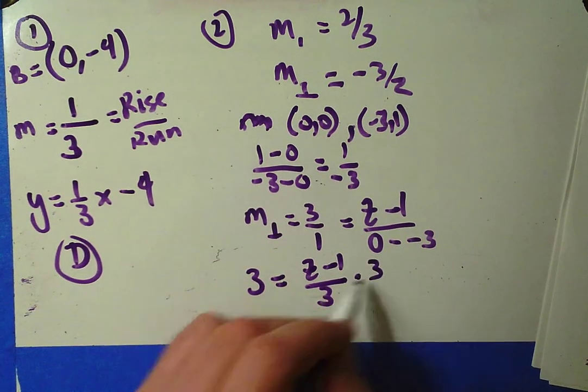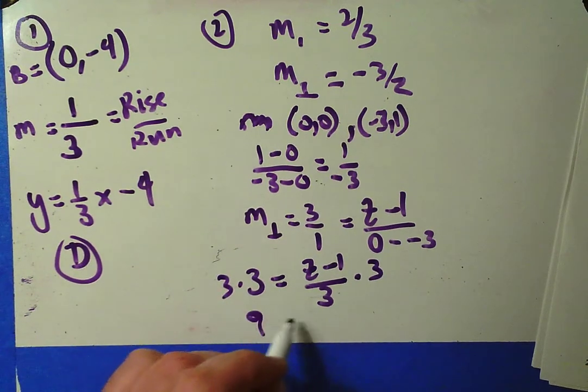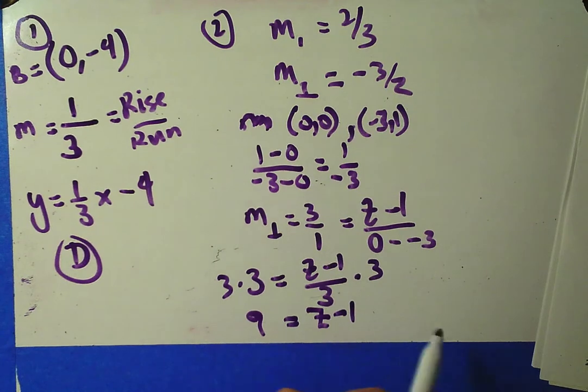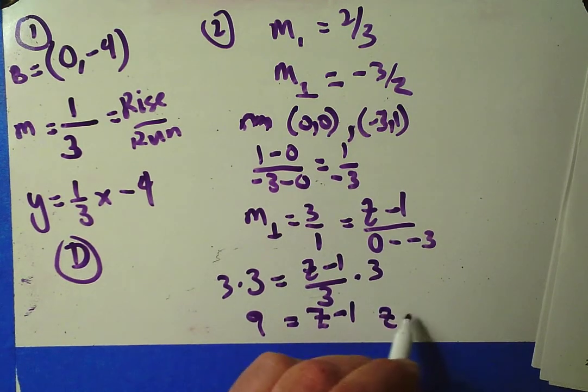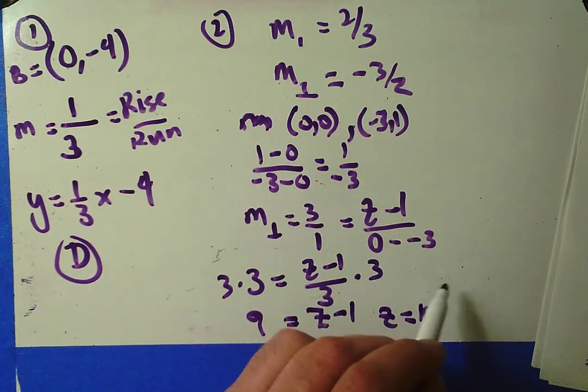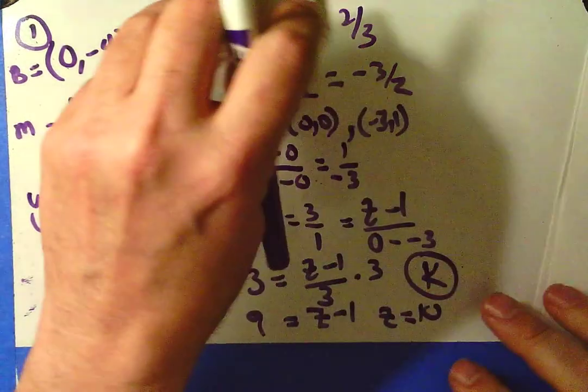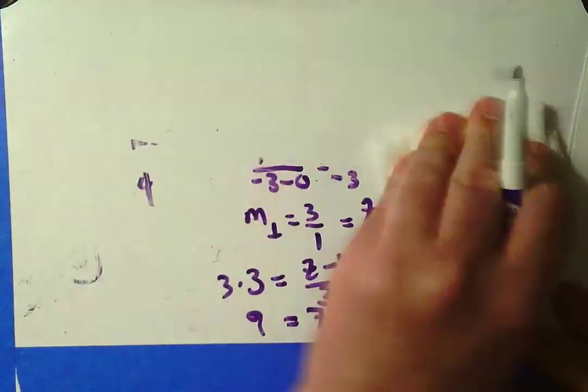I'm going to multiply both sides by 3. I'm going to get 9 equals z minus 1. I'll add 1 to both sides, and that will give me z equals 10. That's choice K. Okay, let's take a look at problem number 3.